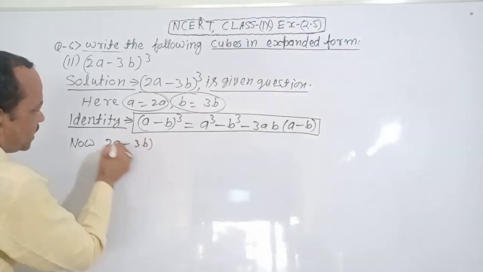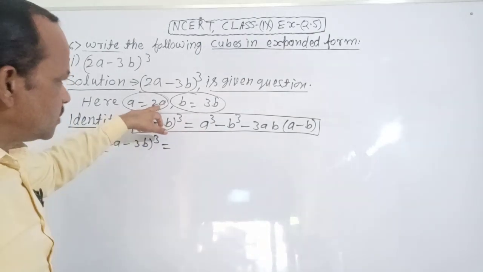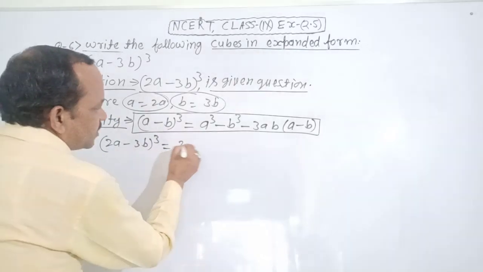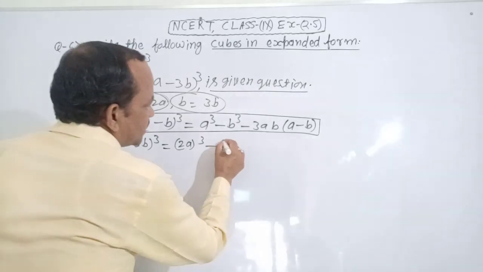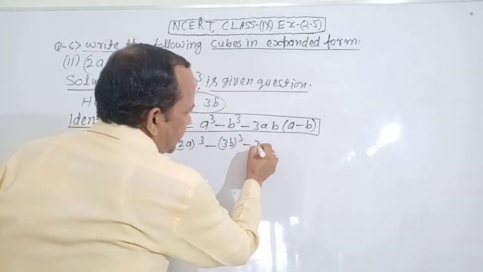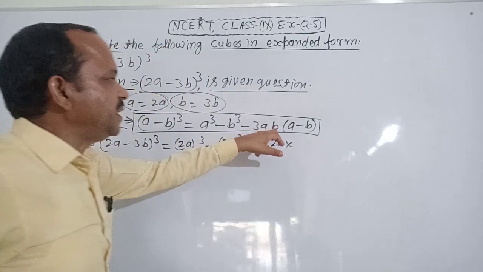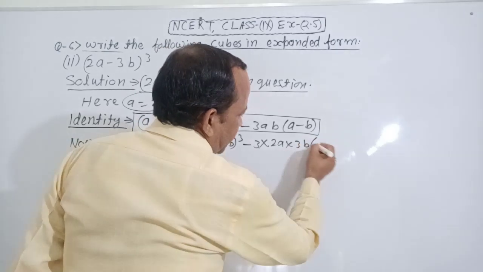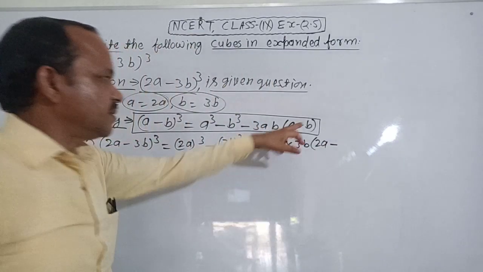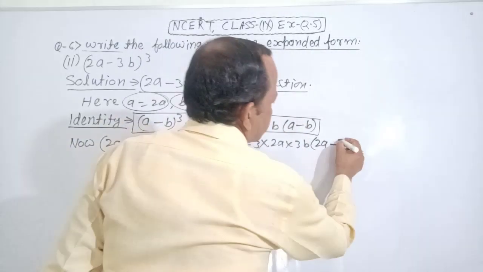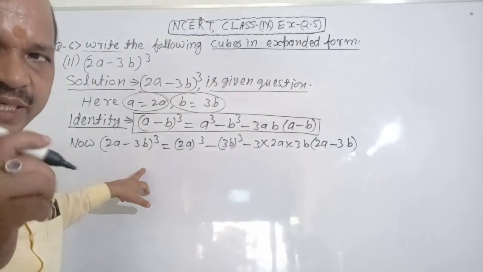Now (2a minus 3b) whole cube equals a cube. A means 2a, so you can write (2a) cube. B cube means (3b) whole cube, minus 3 multiply a, a means 2a, multiply b, b means 3b, in brackets a minus b, a means 2a minus b, b means 3b, brackets. It is clear? No confusion about it?